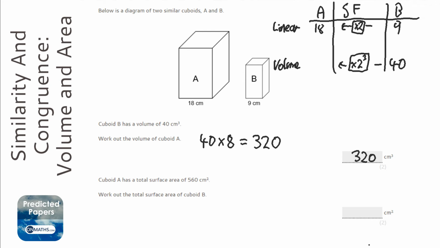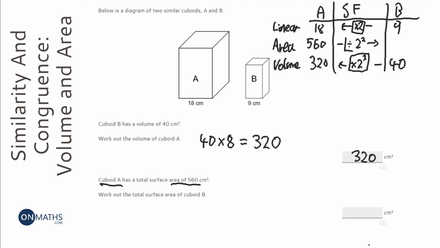Okay, this time it gives us cuboid A has a total surface area of 560. So if I just fill in that, and let's work out the area. So area is 560. Now, there's two things you need to realise. First of all, the scale factor is going to be 2 squared because there's 2 dimensions, but we're also going the other way. Now when we go the other way, we're just dividing. Makes sense. If we times it, it will get bigger, and that doesn't make sense because B is way smaller than A. So we're going to divide it by 4.